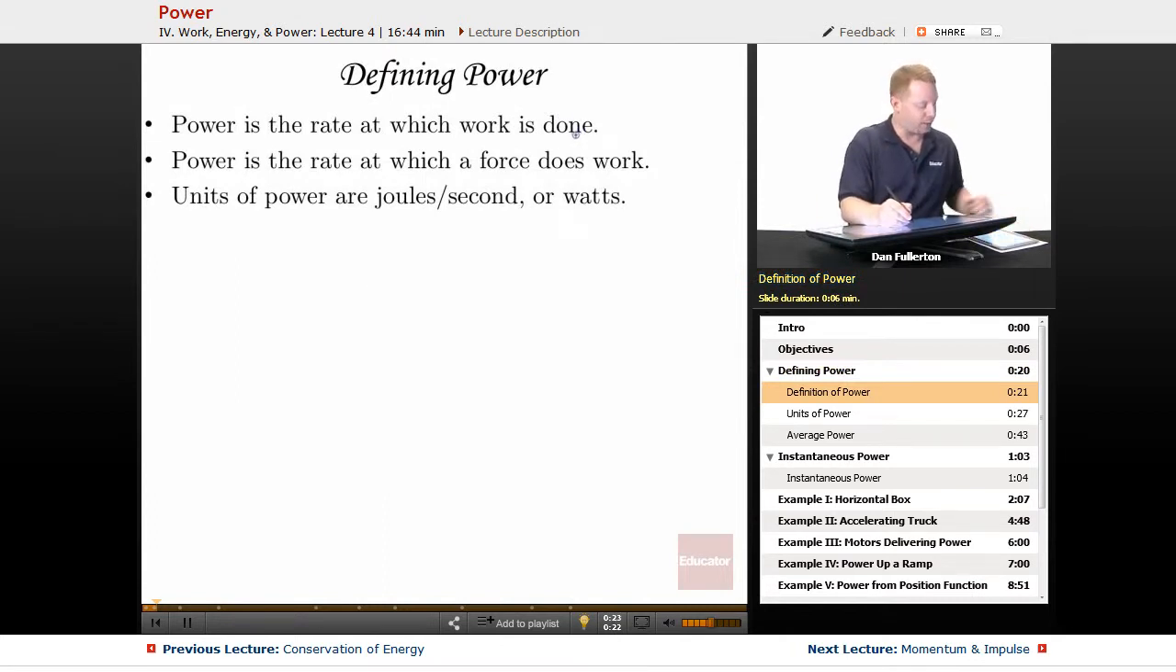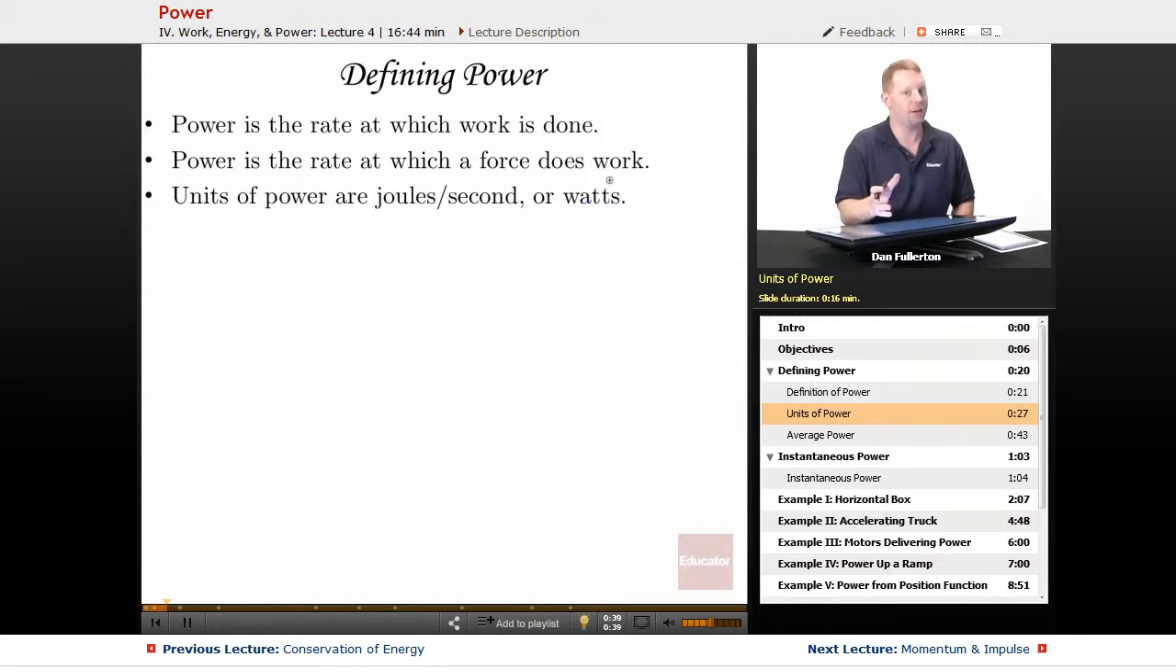Power is the rate at which work is done, or the rate at which a force does work. Units of power are joules per second, which we also know as watts, often given the symbol capital W. Gotta be careful, capital W in watts can look like capital W for work, so you gotta know whether you're talking about a unit or the quantity work.